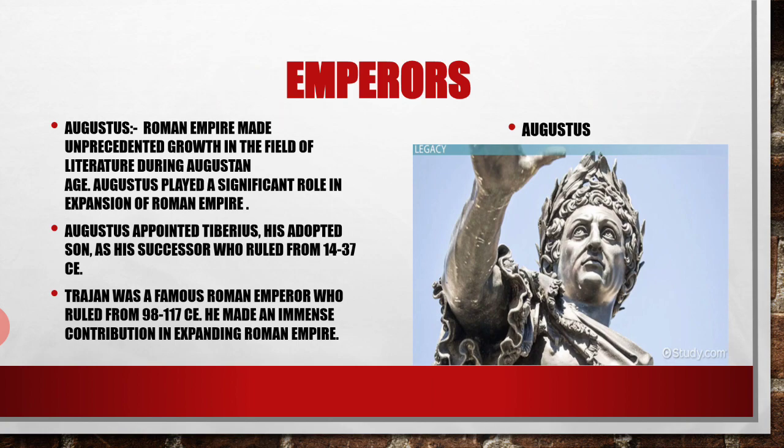Trajan was a famous Roman emperor who ruled from 98 to 117 CE. He made an immense contribution in expanding the Roman Empire. The only major campaign of expansion in the early empire was Trajan's fruitless occupation of territory across the Euphrates, in the year 113 to 117 CE, abandoned by his successors.